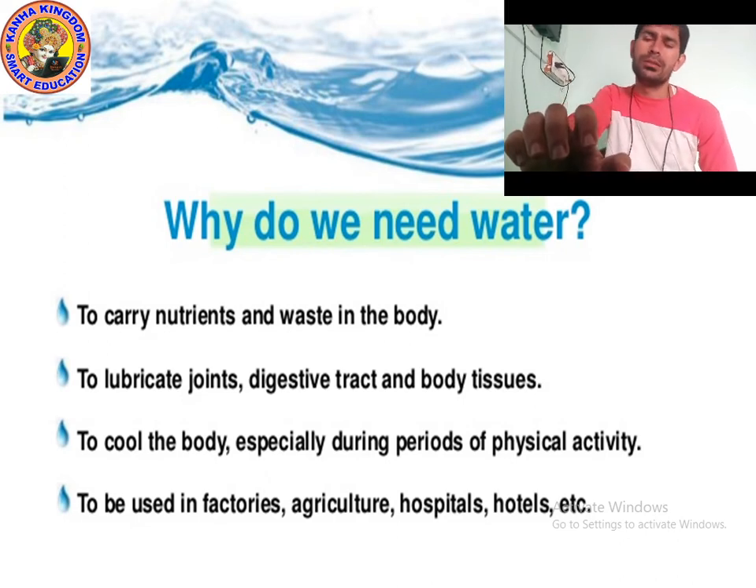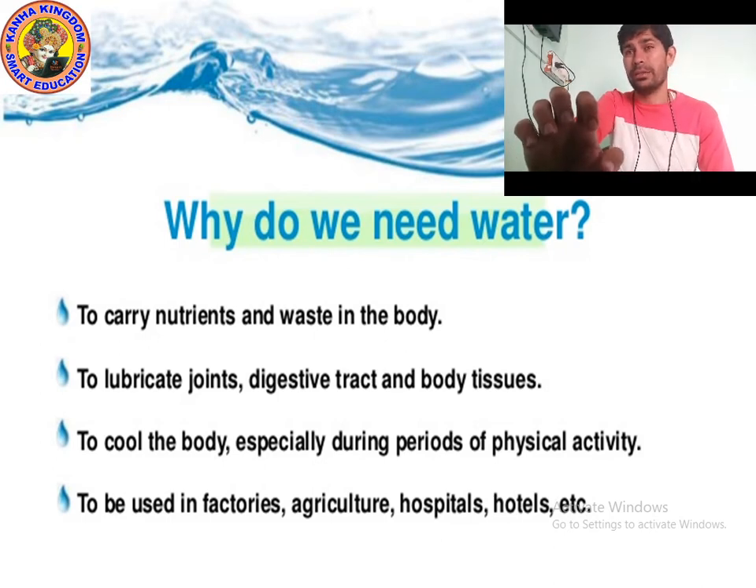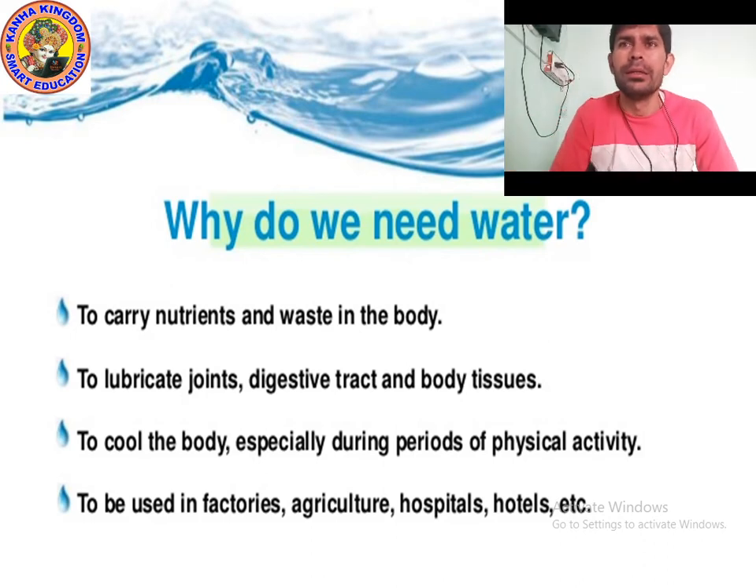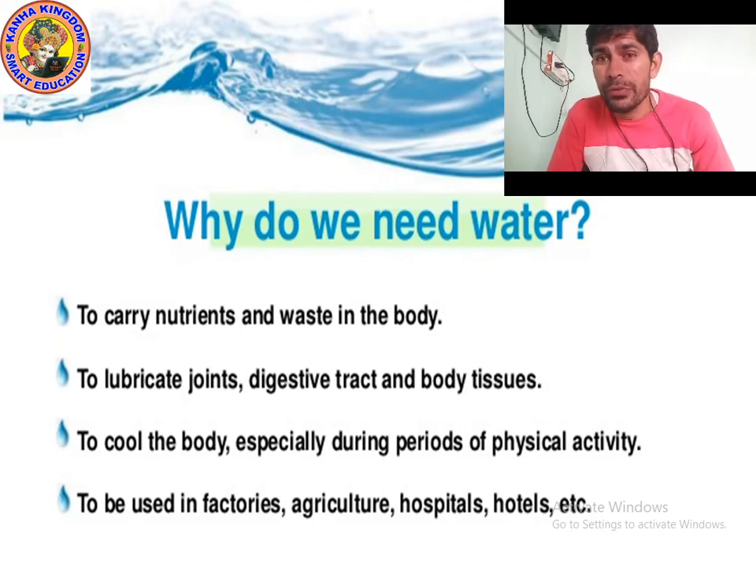And if we do not drink water, then what will happen? If you do not drink water, you will have to face dehydration and constipation problems. Dehydration means your body will not have water, then you may feel weakness. Your body will start drying, your lips will start drying. So inadequate fluid intake can lead to constipation and dehydration.